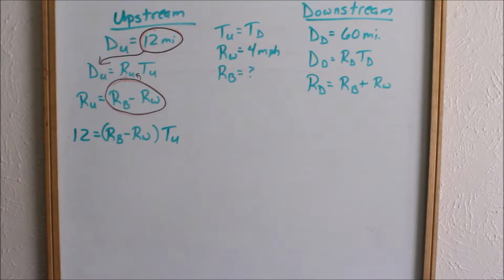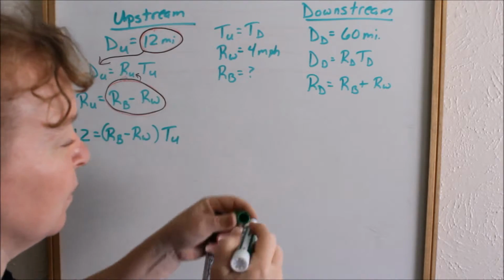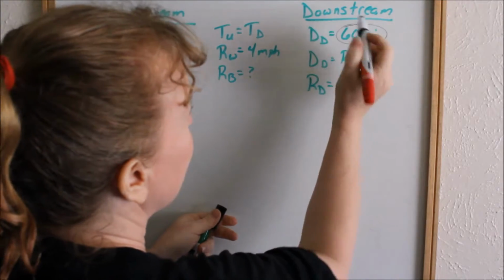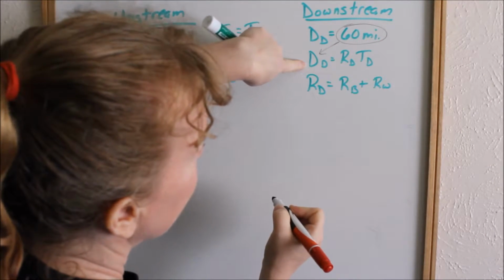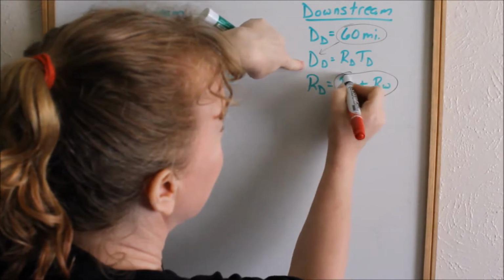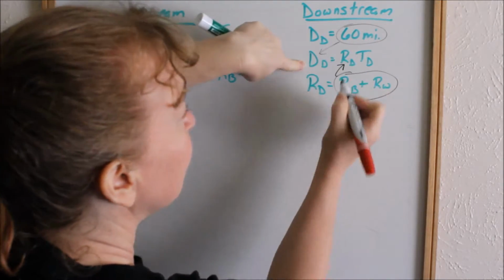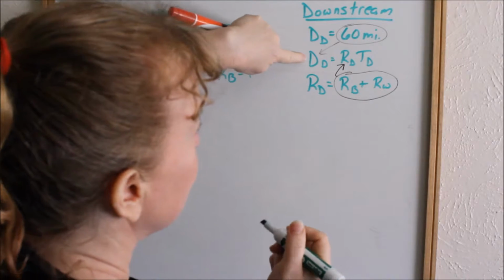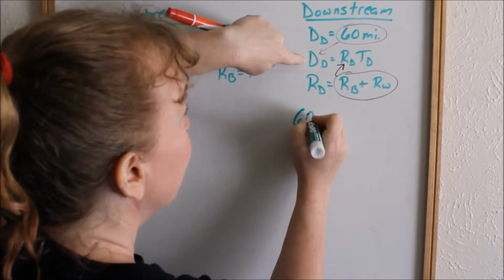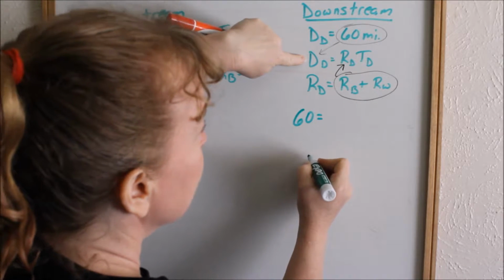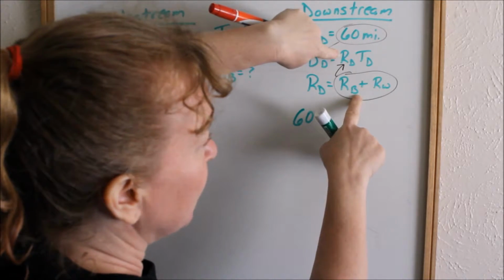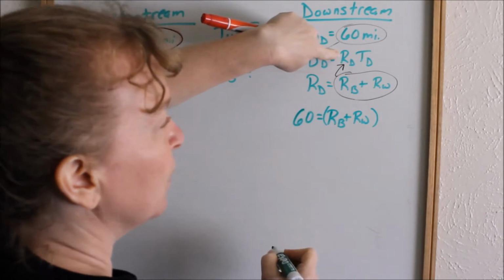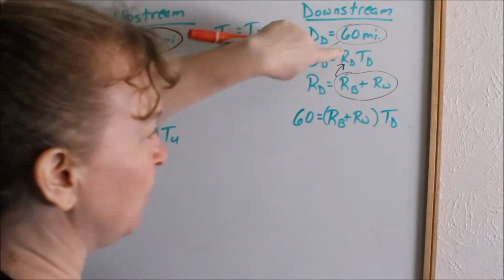Now let's go over here and do the same thing to my downstream. I know this piece of information, my downstream distance, so I'm going to put that right there for my distance. Then this whole thing equals the downstream rate, and I'm going to substitute that in. Coming back to distance equals rate times time, 60 for my downstream distance equals the rate of downstream. The rate of downstream is the rate of the boat plus the rate of the water, times the time of downstream.